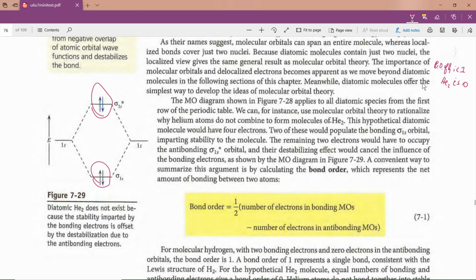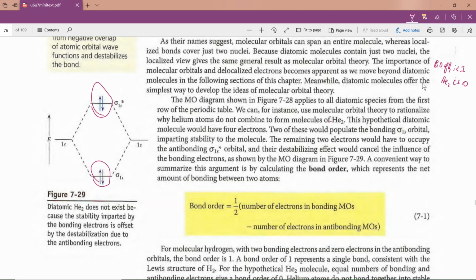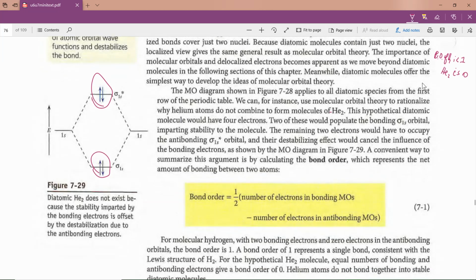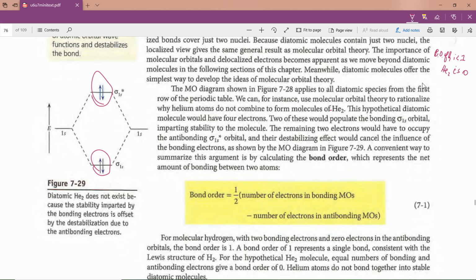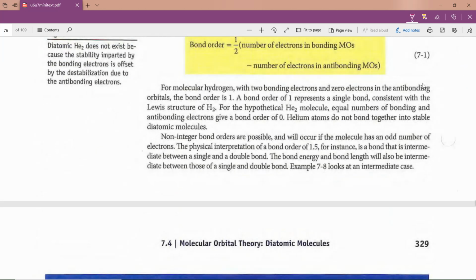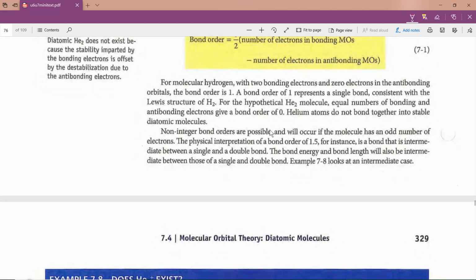Bond orders typically are natural or whole numbers, so 0, 1, 2, 3, but they can also be fractions too. Okay, they can be halves, thirds. You don't get really weird stuff, but they can be halves, thirds, quarters. Yeah, non-integer bond orders are possible. If you get a bond order with a value of 1.5, then you say that the strength and the length is somewhere between a single and a double bond.